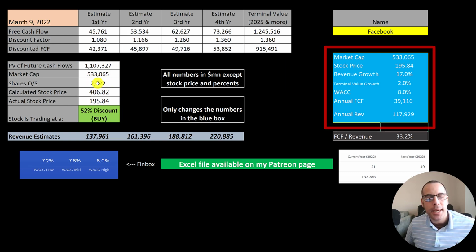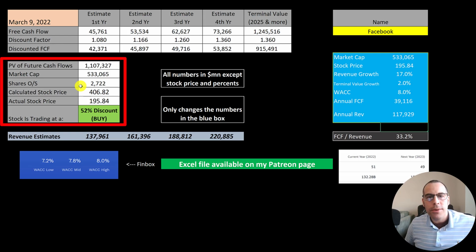Shares outstanding is a calculation. It's market cap divided by stock price. That means according to our model, the value of Facebook is $407 a share. It's trading at 196, so it's trading at a 52% discount. It's a buy according to the model.